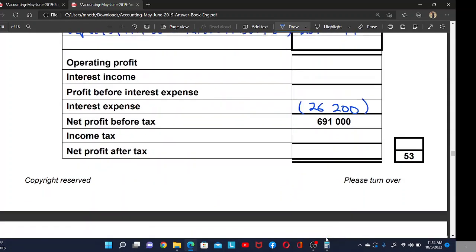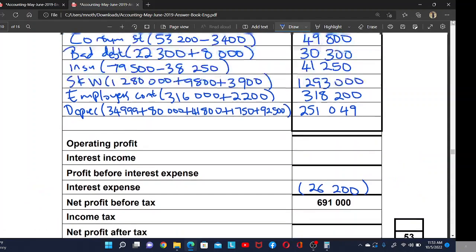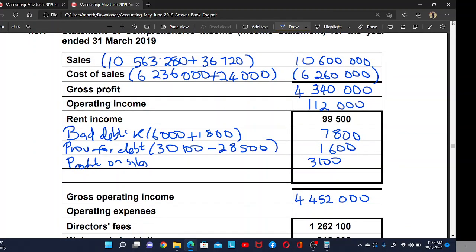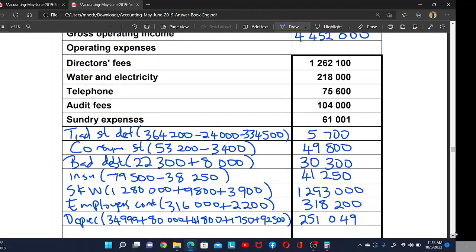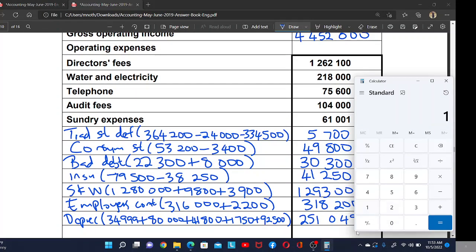Now let's add all of this up. 1,626,100 plus 218,000 plus 75,600 plus 104,000 plus 61,000. Okay, let's start again because it seems like I made a mistake.